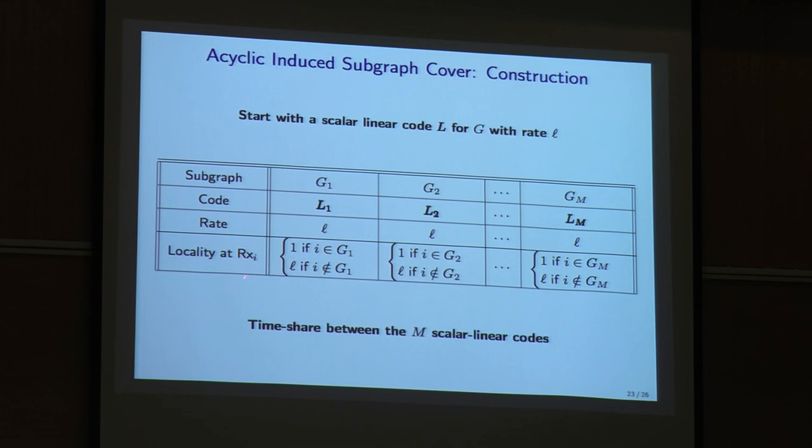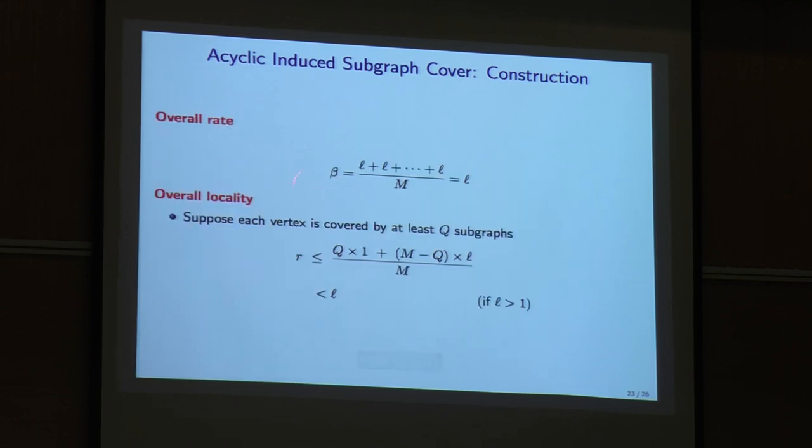You pick a particular receiver, if it is part of this subgraph, it has locality 1 because of construction, otherwise it has locality L. Okay? Now you simply time share between these M codes, one by one. Overall rate remains the same, you are not getting penalized. Now you pick a particular vertex. Now suppose that all the vertices are covered by at least Q subgraphs. Okay, so there are Q subgraphs, one on top of each other, which cover each vertex.